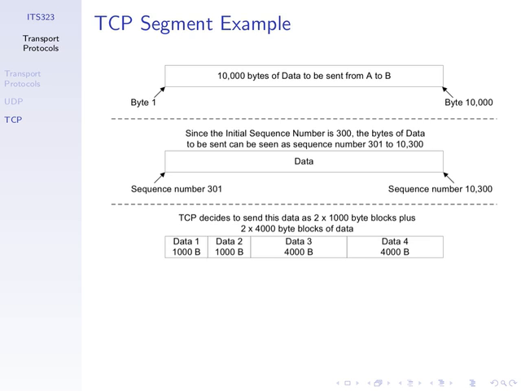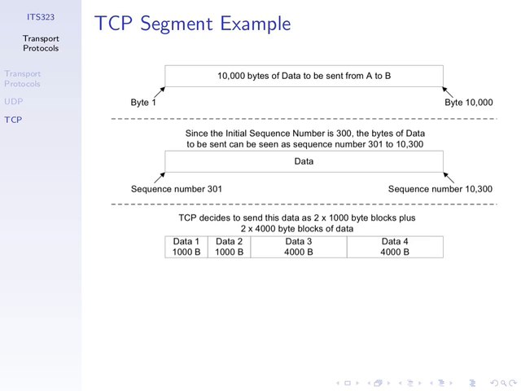In this example, the TCP is going to decide, I've got 10,000 bytes to send, I'm going to send it as 4 different segments. The first segment going to contain 1,000 bytes, the second segment 1,000, the third 4,000, and then 4,000. Why did it do that? It just did that for the example.